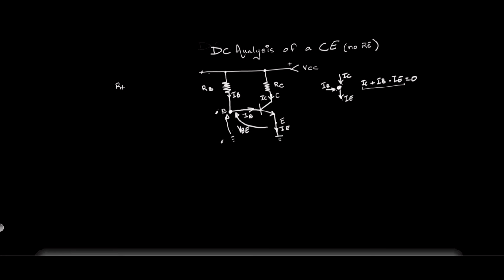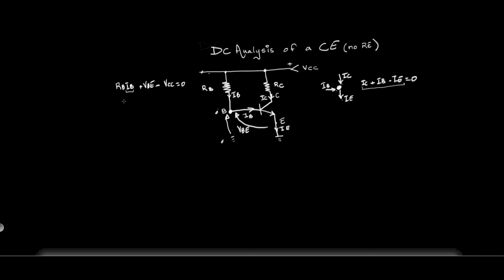RB, IB, plus VBE minus VCC equals 0. Again, this is applying Kirchhoff's law of voltages on this end. So can we establish a few things here? Can we find, for example, what is IB out of this equation?